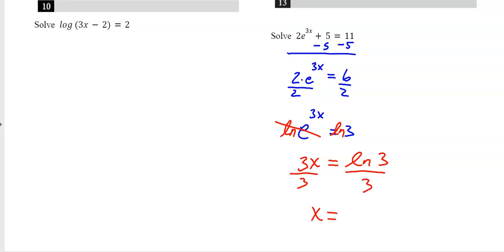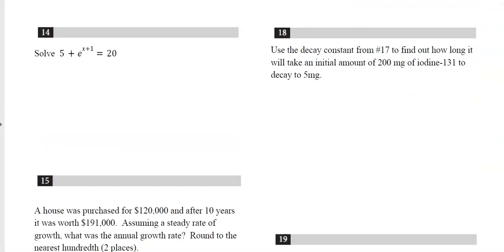Now I have to go to my calculator. You can't just cancel those 3's out. We have to go to our calculator. And when I did natural log of 3 divided by 3, I got 0.3662. There you go. You could also graph those to verify if you're unsure.